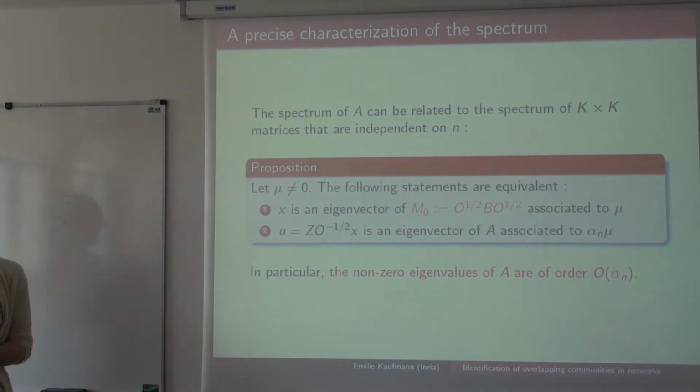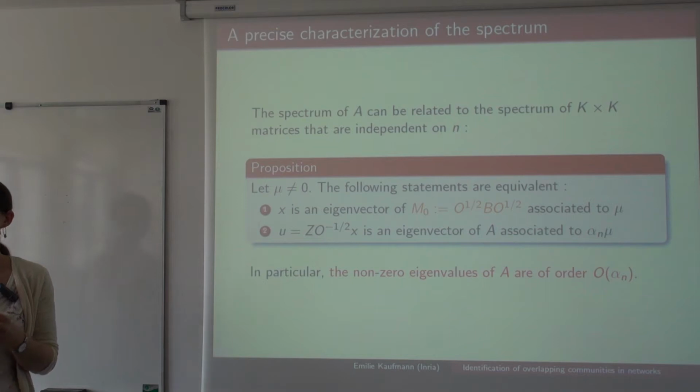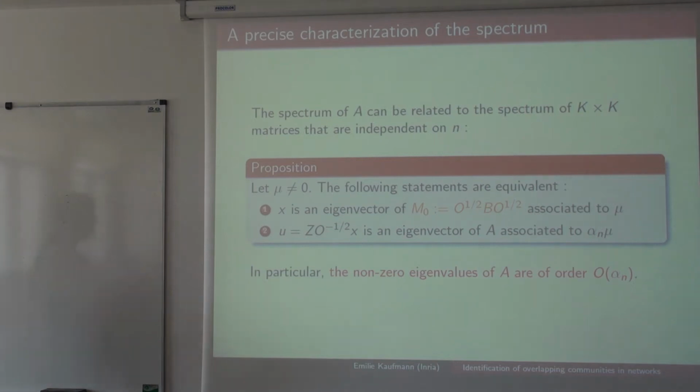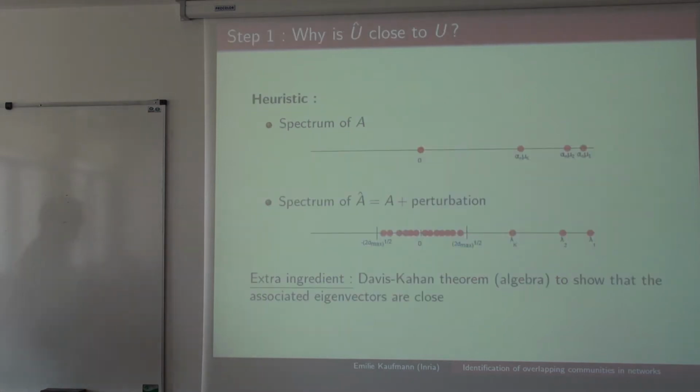So to analyze our estimation procedure, a first thing to understand is why the spectrum of U hat is close to the spectrum of U. And this result also helps us understand that. Why is this? Because what we know from this result is that the spectrum of A is the following. There will be, of course, a lot of, so the eigenvalue 0 will have a large multiplicity because A is only of rank K.